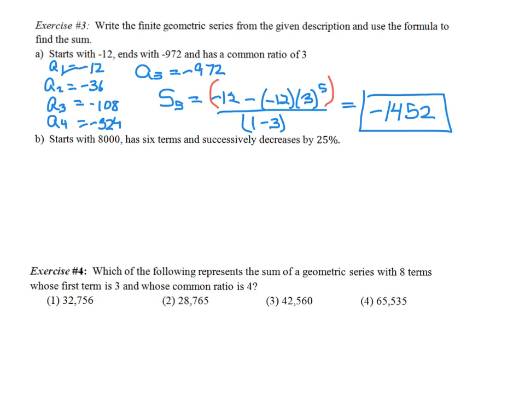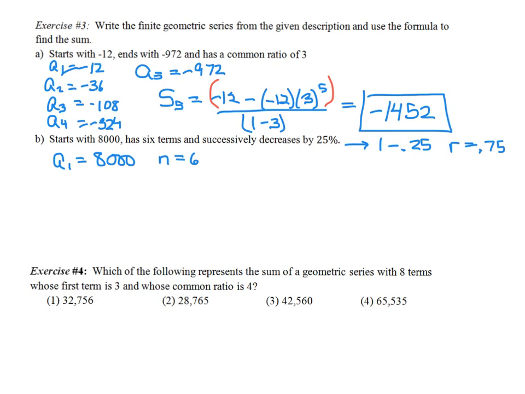For part B, we want to start with the number 8,000. We want to decrease by 25%. So if we're decreasing by 25%, that tells me I've really got 1 minus 0.25. So my R value that I'm multiplying by is 0.75. Notice that my A1 is equal to 8,000. And I know that I've got 6 terms.